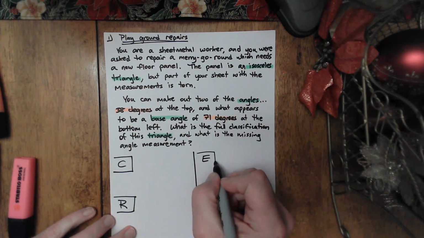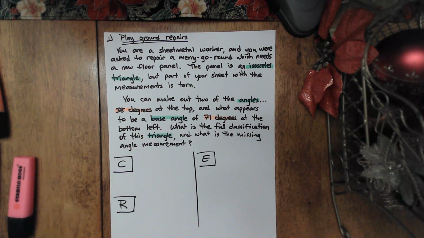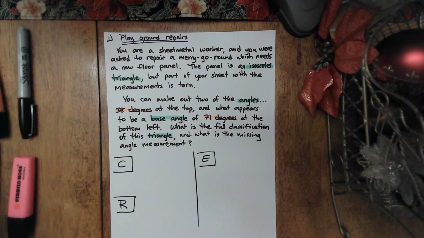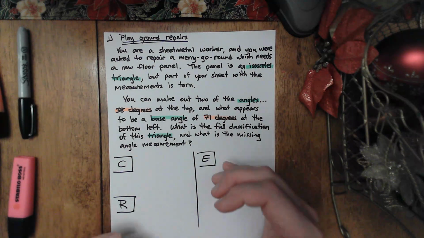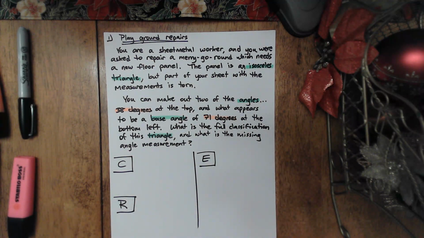All right, and then E is the evidence. Now in math, when we do evidence, we're talking about all the calculation that we did to get our answer. We're going to show every step of the work. So I'm going to start with evidence on these types of questions almost every single time.